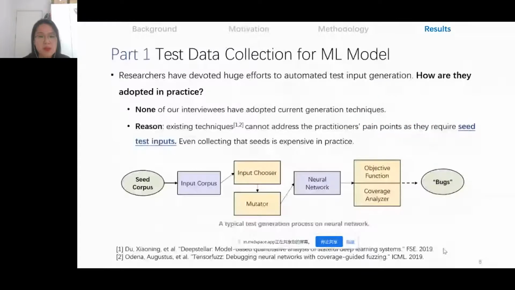First, we noticed that most research work on machine learning testing in our community is focused on test case generation for machine learning models. So we wondered how these techniques are adopted in industry, but in our study, none of our interviewees have adopted these techniques proposed in research. The major reason is that existing techniques are all based on seed inputs and then mutate the seeds to generate more test cases. But for developers, even collecting the seed corpus is expensive. In other words, the pain point has not been well addressed yet. This is an open question and could be a good research opportunity, I think.